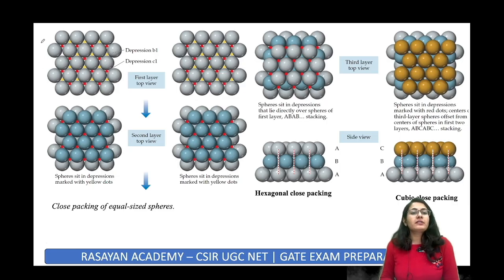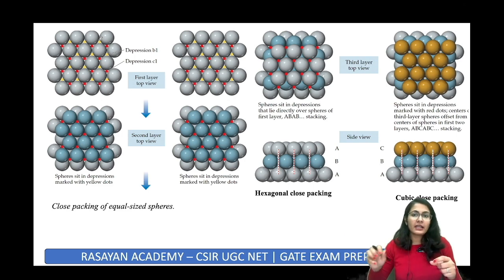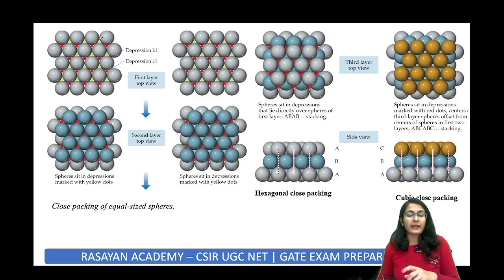Now what I'm doing is, I've taken HCP because you see they are already in the depression. I've taken the 2-dimensional HCP. These are the depressions. The yellow depressions are different and the red are different. Why are they different? Because if you place an atom on the yellow points, that is going to give you a different line. If you place it on the red points, that is going to give you a different packing. So just stay calm and listen.